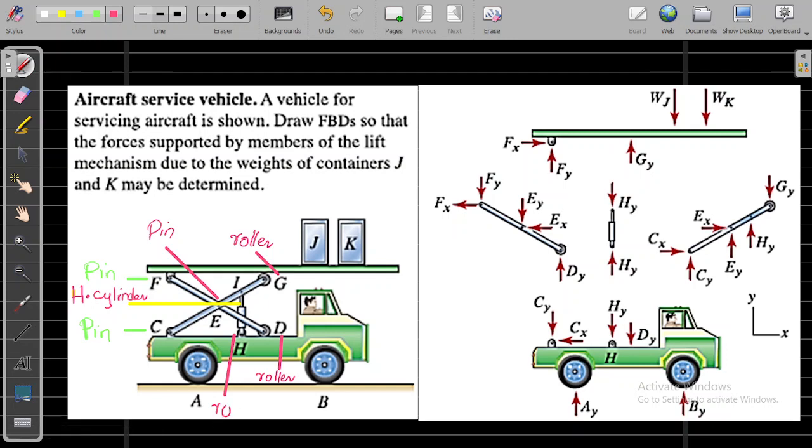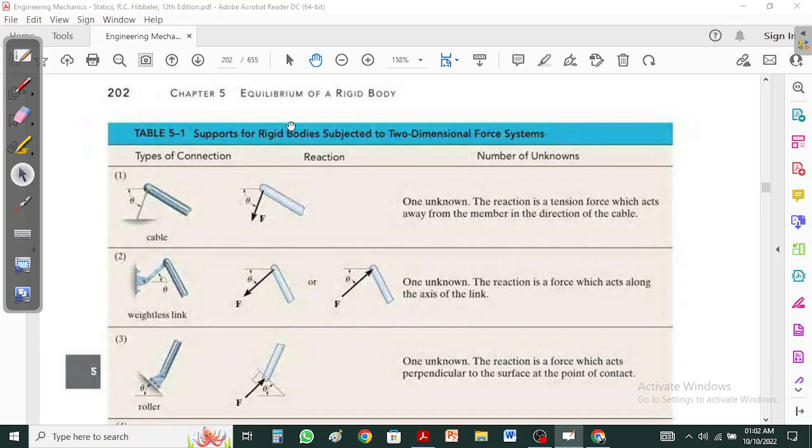They have placed a rocker over here. Okay, so these are the supports. In order to further understand how they will respond, we can go to the chapter Equilibrium of a Rigid Body of R.C. Hibbeler, chapter 5. He says if there is a weightless link or a hydraulic cylinder or hydraulic link, it will only give you one reaction. And that reaction will always be along the axis of the link. This is for the hydraulic cylinder, which is a link basically.